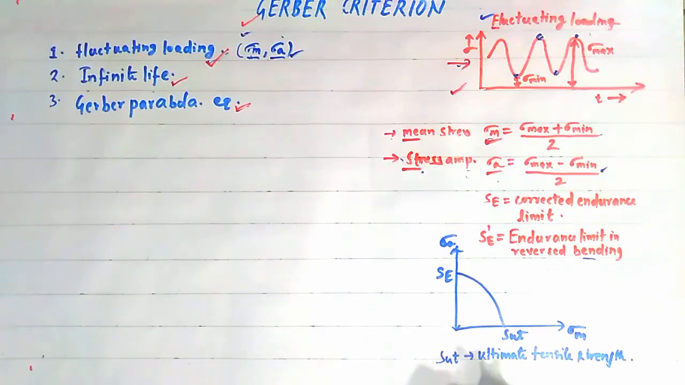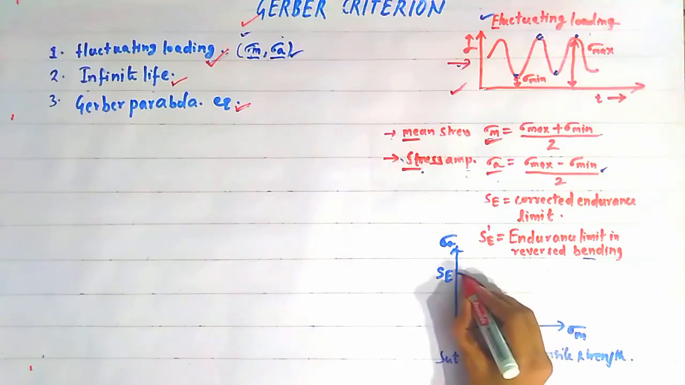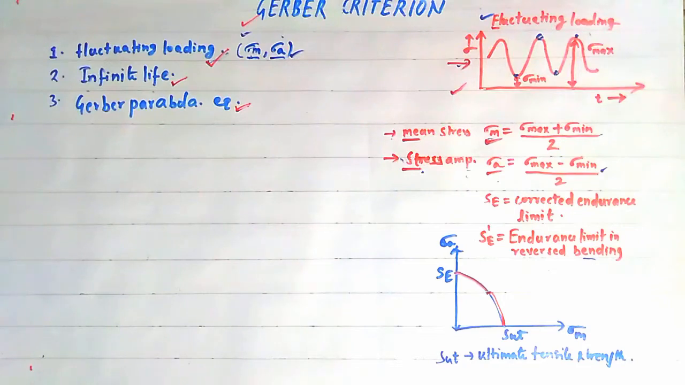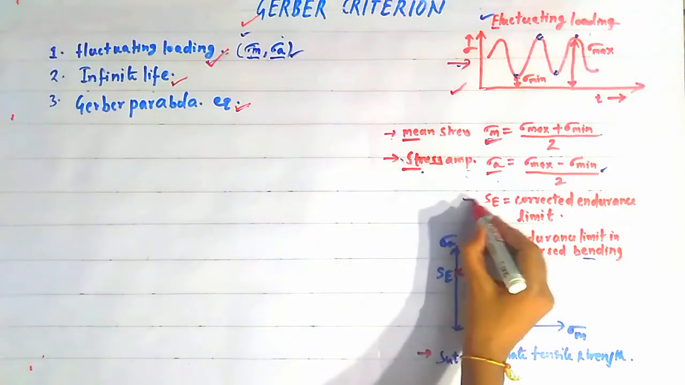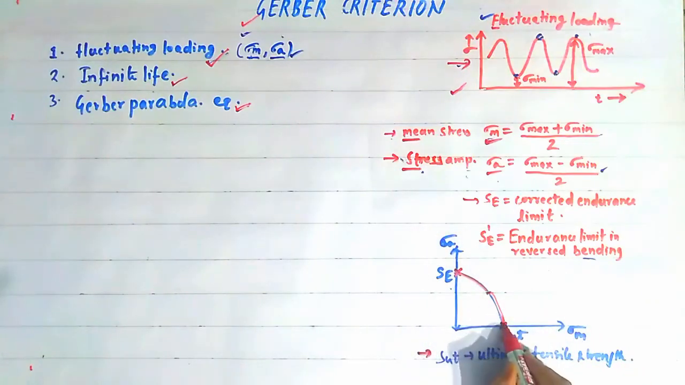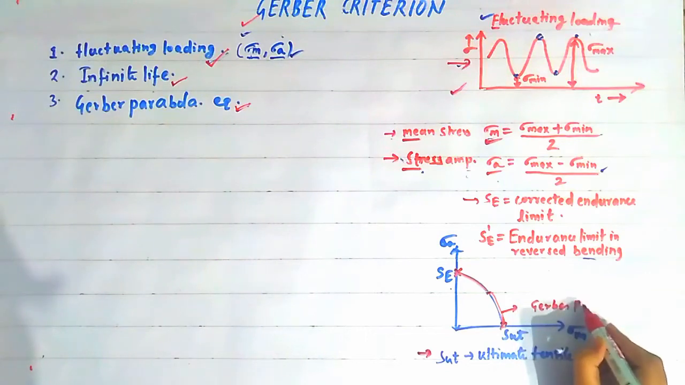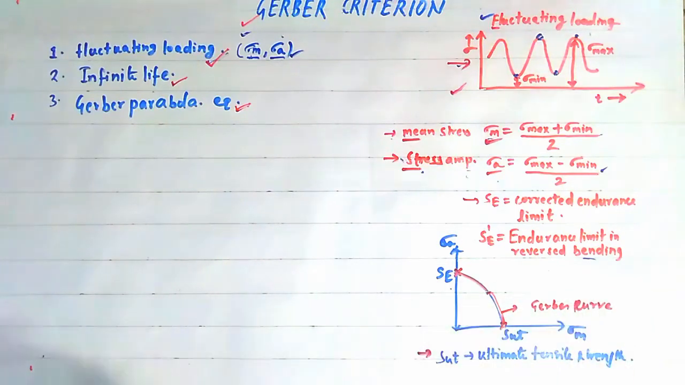So friends, this is the Gerber parabola. See on the right side of your screen. It is a curve which is joining the SUT, that is the ultimate tensile strength, on the sigma m axis, and it is connecting a point SE, that is the corrected endurance limit SE, on the sigma a axis. So this curve is called the Gerber curve.